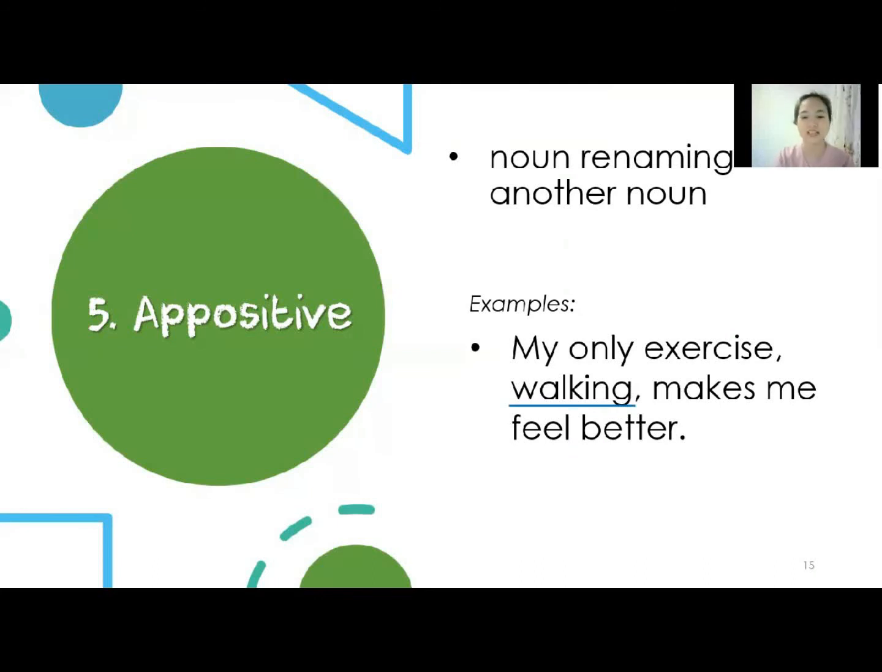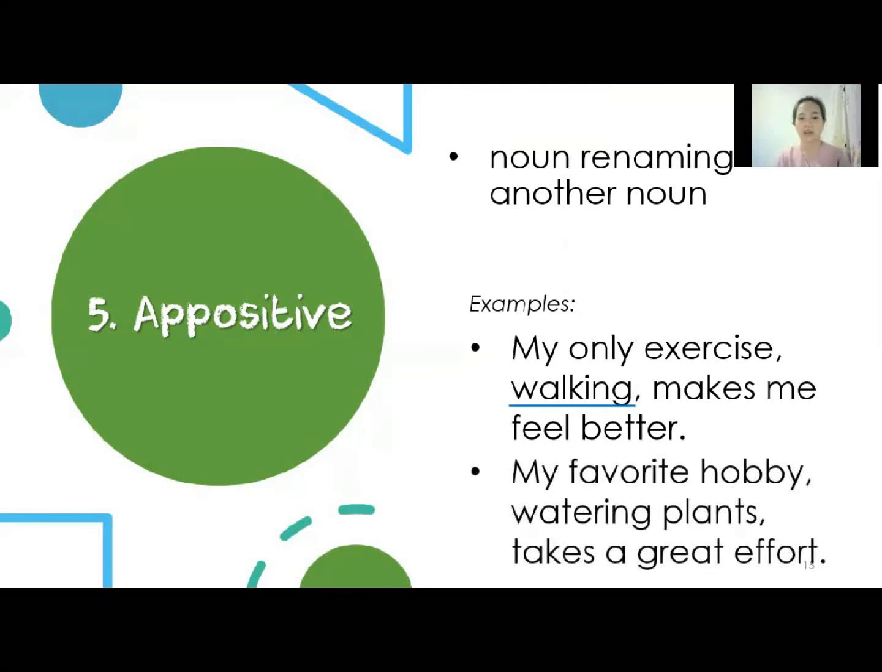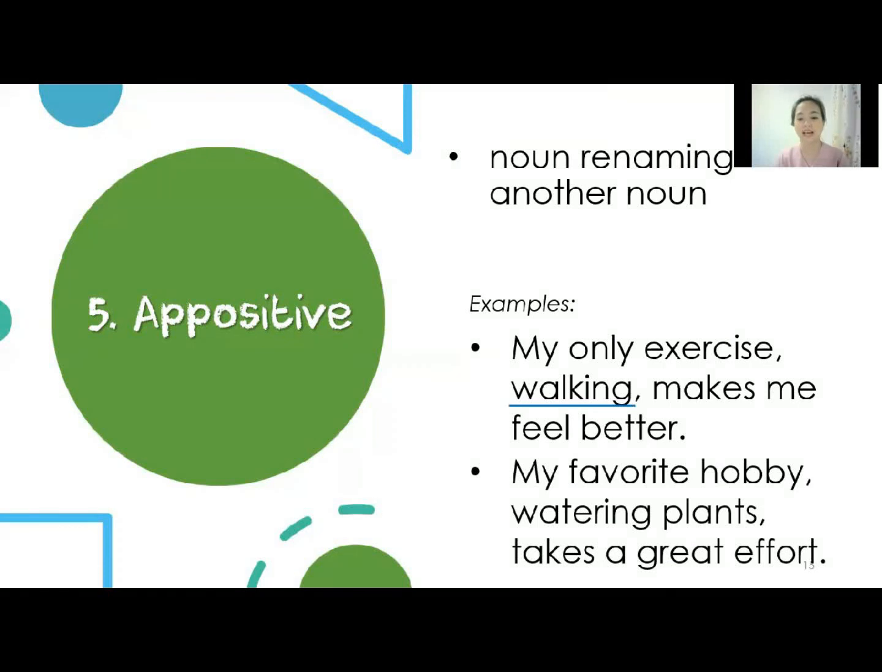How about sentence number two? My favorite hobby, watering plants, takes a great effort. So what is our gerund or gerund phrase here? Our gerund is watering, and the gerund phrase is watering plants. Watering plants functions as an appositive because it also renames the noun given, which is my favorite hobby. Also, it is in between two commas.